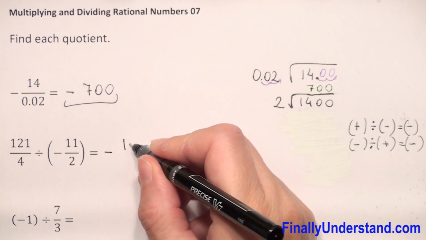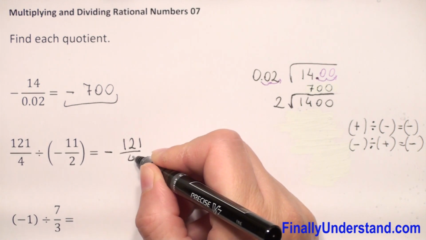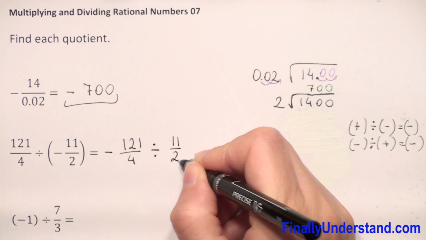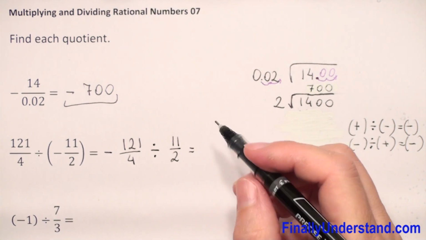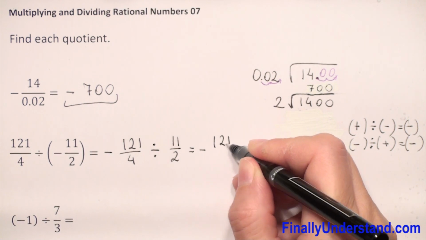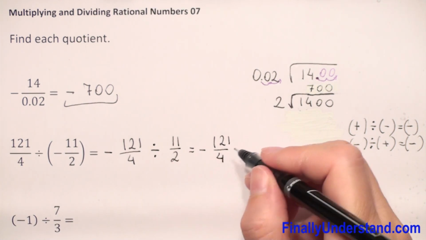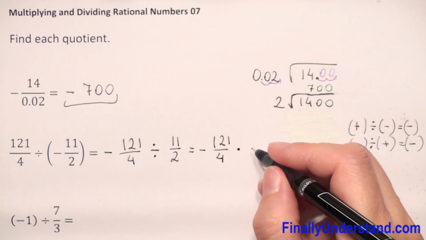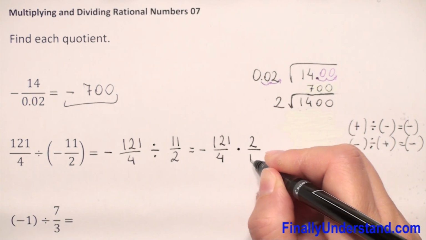And we have to divide 1 and 21 over 4 by 11 over 2. So this is equal. We have division of fractions. Negative sign we copy. First fraction we will rewrite. Division sign we change to multiplication. And we have to flip the second fraction. So it will be 2 over 11.